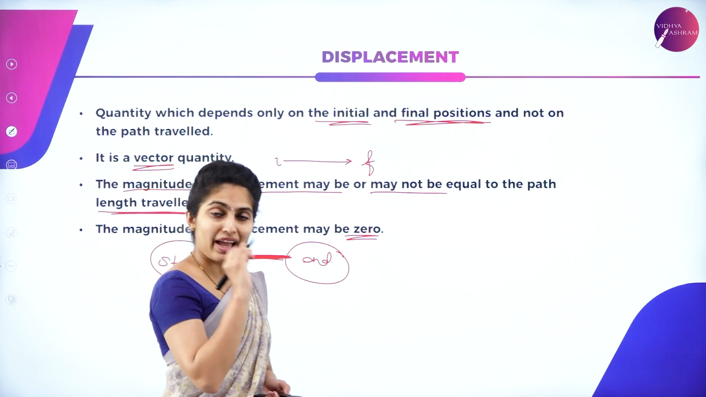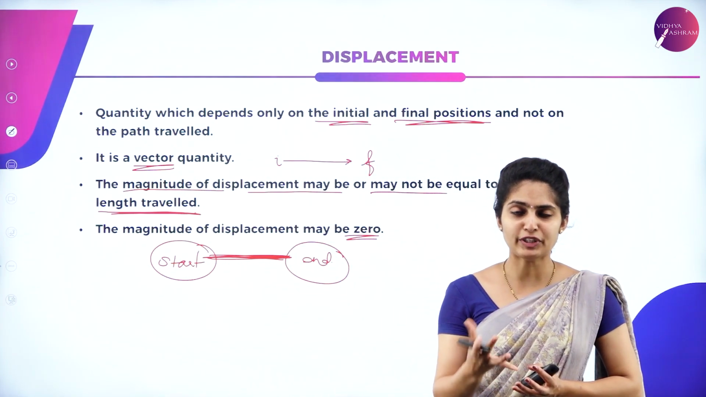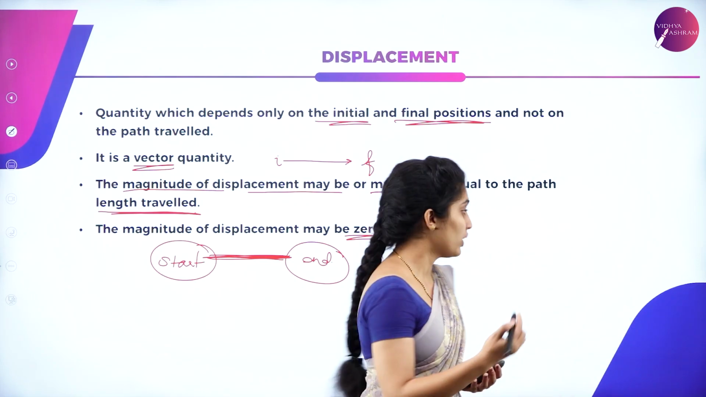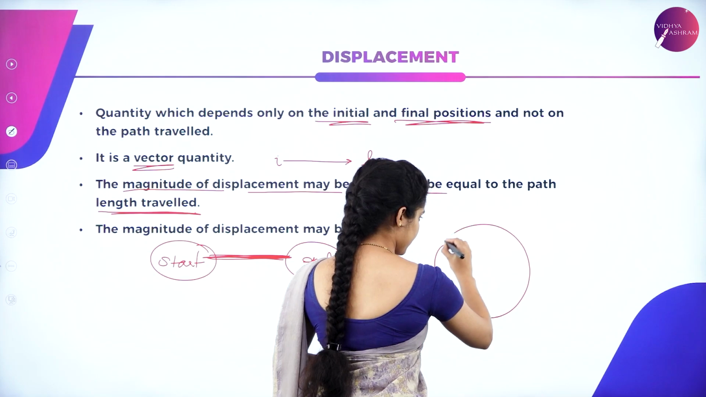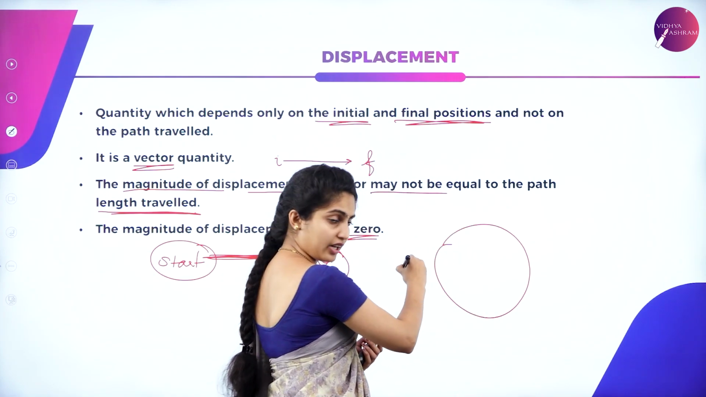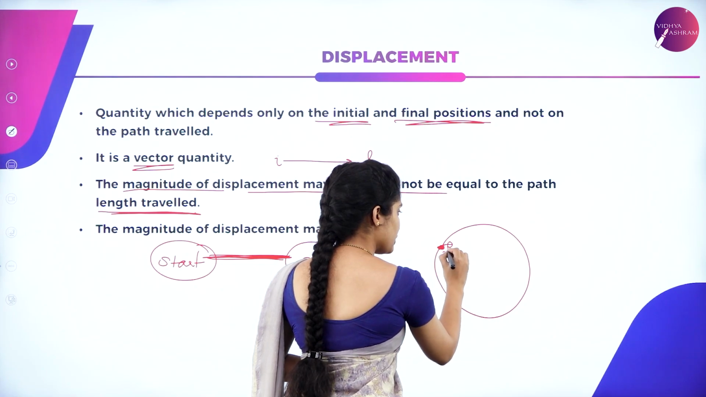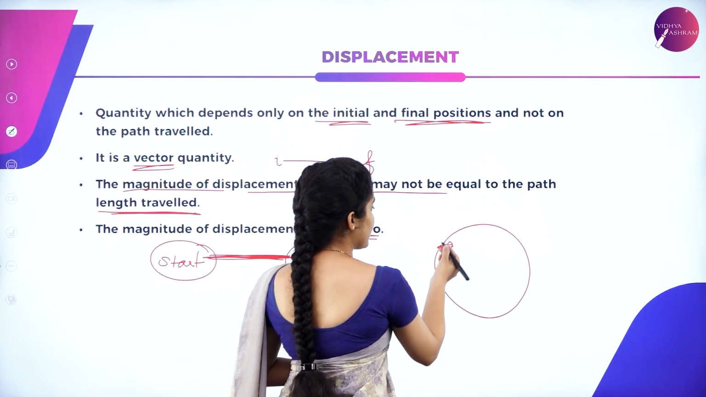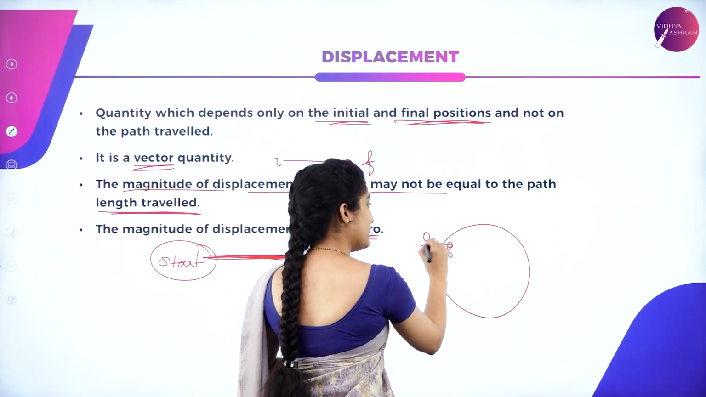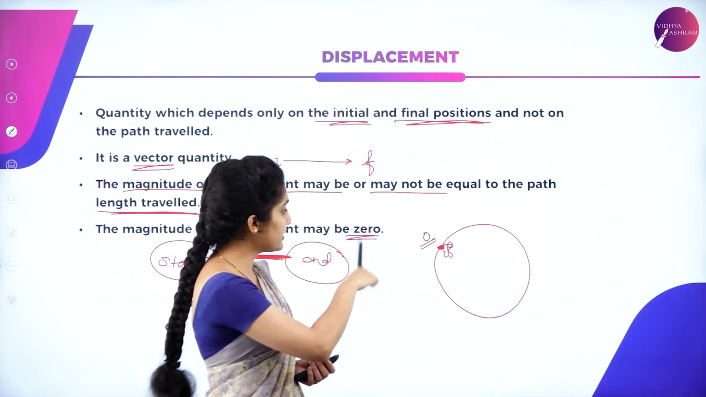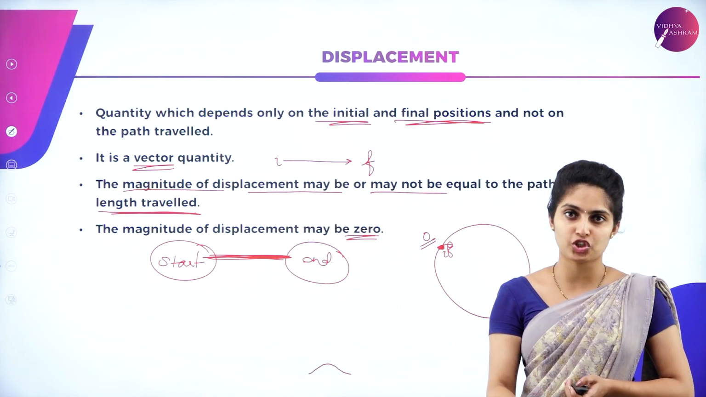How can you say that? The magnitude means it is a value. The value of displacement you can tell as 0. How? Suppose you take a circular path. You have traveled a circular path. Your initial position is this and your final position is also this. That means the distance from initial to final is said to be 0. Then the displacement is said to be 0. That means it has come back to its initial position.